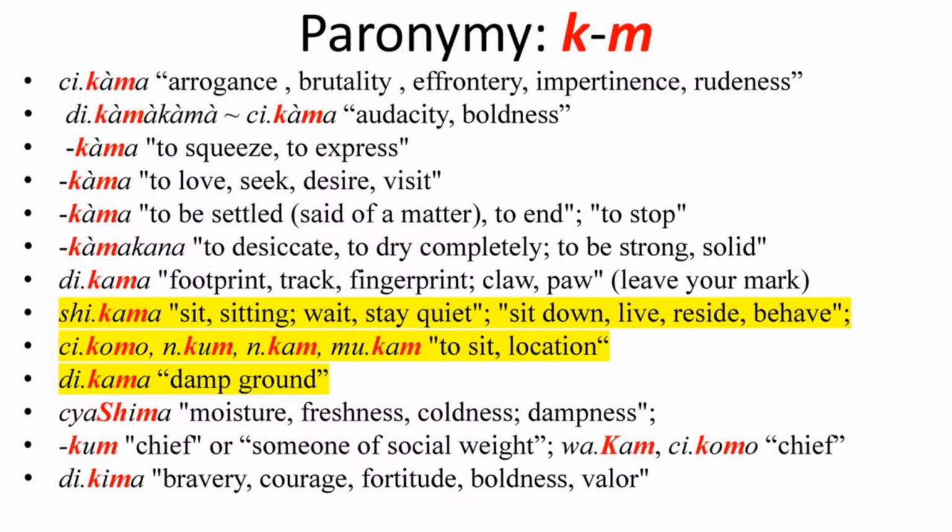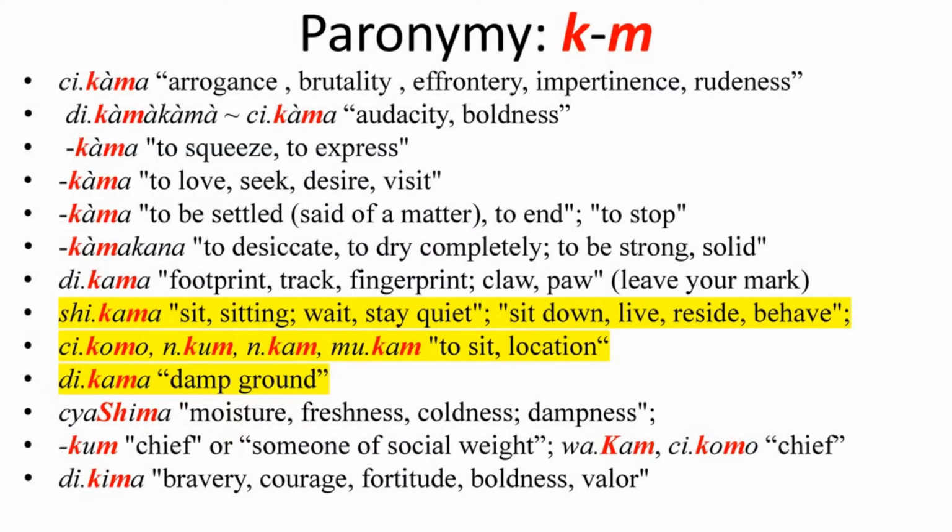Right. So I'm showing that even in Chiluba, if we're just looking at the consonant sequences, and even with the vowels, these concepts merge because they sound alike. They became homonyms at one point. So shikama: sit, sitting, wait, stay quiet, sit down, live, reside, behave. Chikomo, inkum, inkam, mukam: to sit, and location. And then, of course, inkam, mukam is paronymic with Jigama, damp ground, right? So this Jigama is cognate with Ki.duru in the Sumerian, meaning damp ground, wetlands, field, irrigated field, etc.